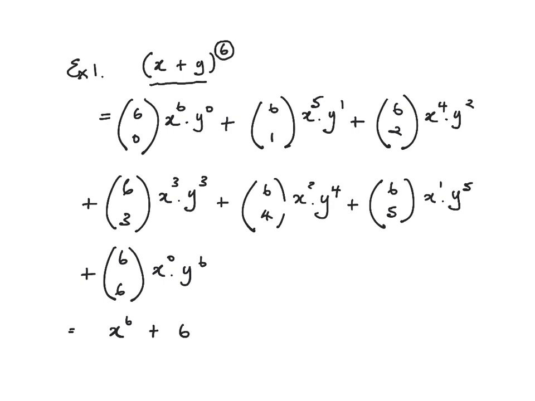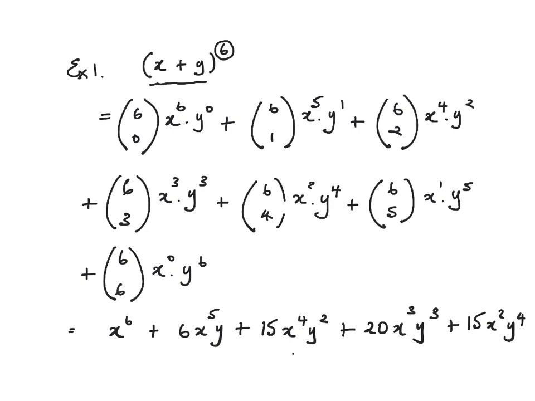The next term is going to be 6 x to the 5 y, plus, use your calculator to get the next coefficient, so it's 6 choose 2, that gives us 15, x to the 4 y squared, 6 choose 3 is 20, x cubed y cubed, then we're going to have 15 again, x squared y to the 4, and the last two terms, so this is going to be 6 x y to the power of 5 plus 1 y to the power of 6.